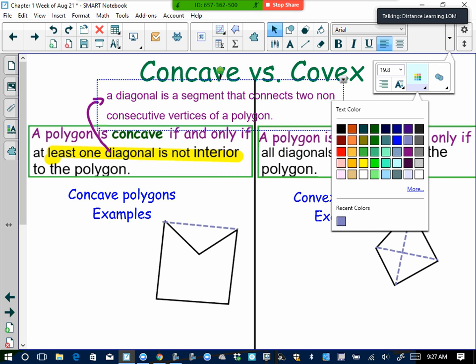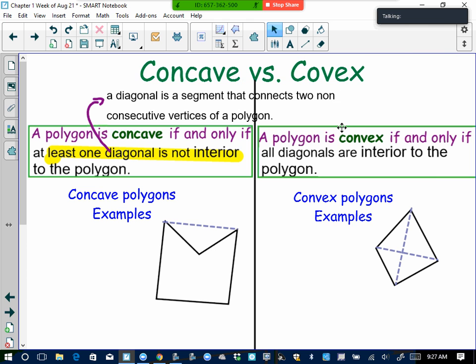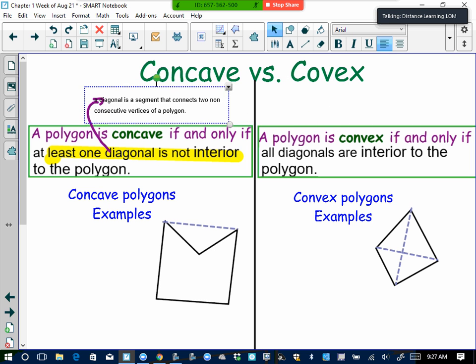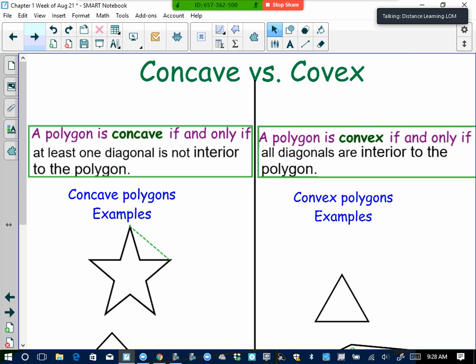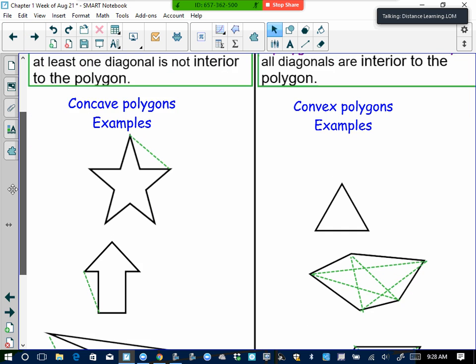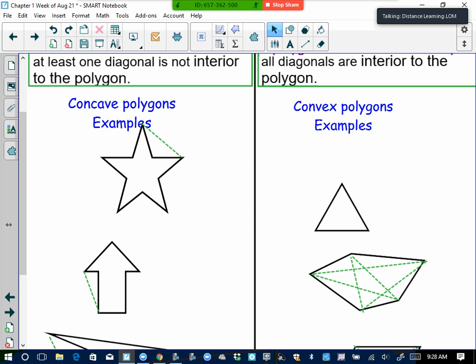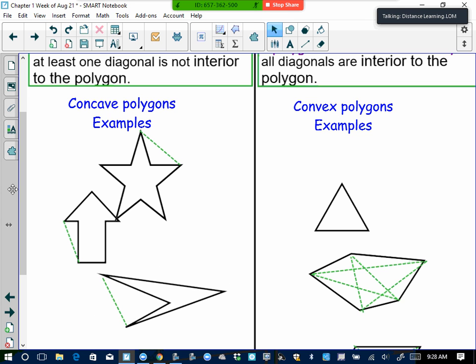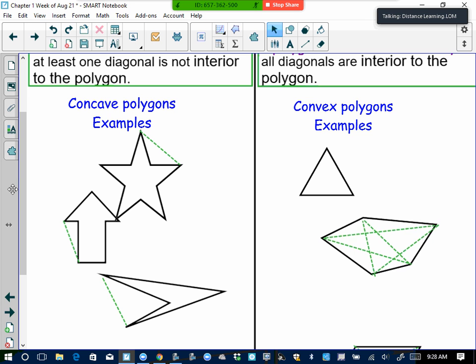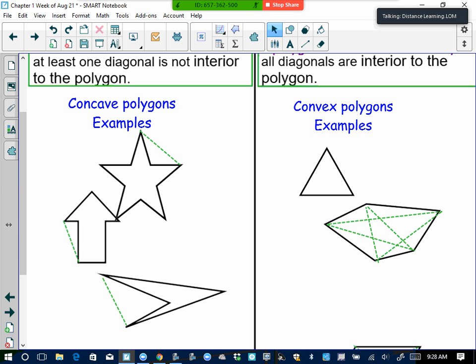I'm just trying to get that to stand out. We'll go black. Okay, so that's kind of an important definition to understand concave and convex. So if I go to a different picture, here's some more examples. Can you see how this is concave because that green diagonal is outside? That's concave. These are all polygons, but they're concave. And this is convex. There's no diagonals in a triangle because there's only 3 sides, and that's convex because all the dotted greens are the diagonals.